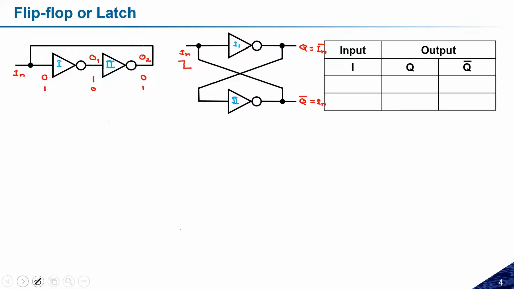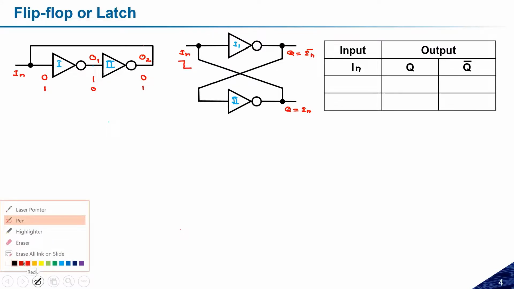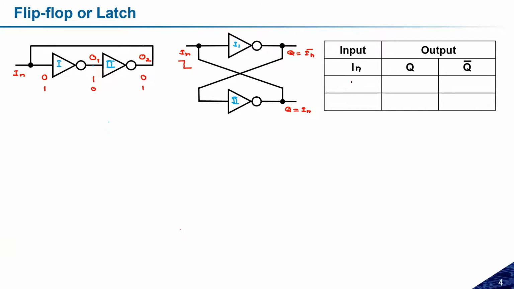Fine. So let us try to see here. Here we have some truth table. Suppose I have an input and 2 outputs. What will be the truth table? If the input is equal to 0, then Q will become 1 and Q bar will become 0. And if the input is equal to 1, then Q will become 0 and Q bar will become 1. So this is the simple truth table of this one.